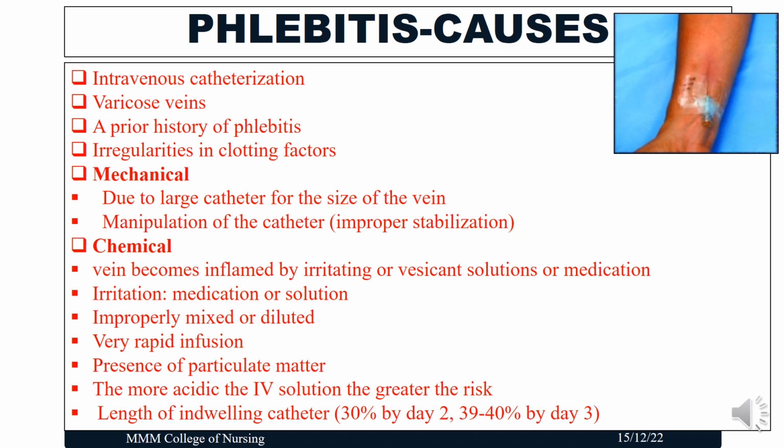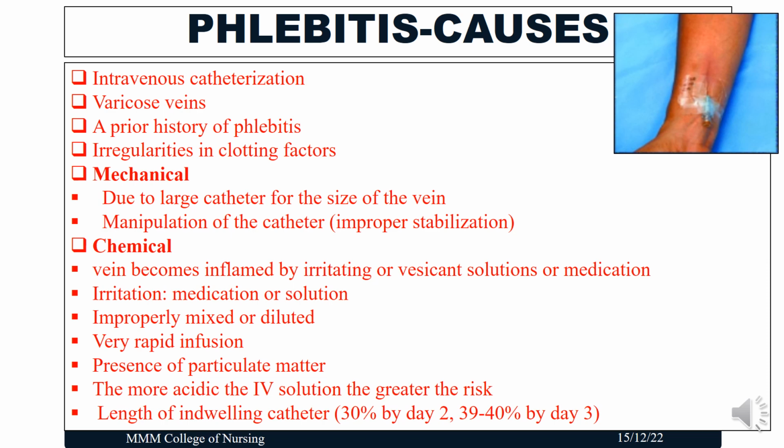So after entering into the vein, sometimes we slightly change the position of the catheter to make it into the correct position. So manipulation of this type of catheter can lead to inflammation. And the chemical causes include the vein becoming inflamed by irritating or vesicant solutions or medications. So some solutions, alkaline or acidic, or solutions with a high osmolarity, so high content in the cells, can also lead to inflammation, or irritation caused by medications or solutions, improperly mixed or diluted solutions, or very rapid infusions, presence of particulate matter. The more acidic the IV solutions, the greater the risk for developing phlebitis.